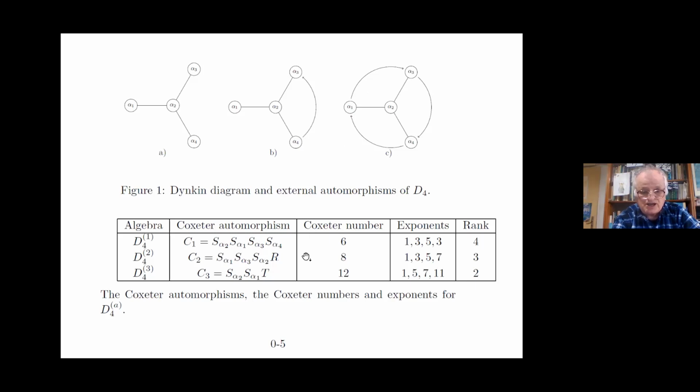Finally, we can consider the composition of the Coxeter automorphism with the external automorphism of order 3, the so-called triality relation. And then the Coxeter number is 12, and the exponents are 1, 5, 7, and 11. The rank of this algebra is 2.